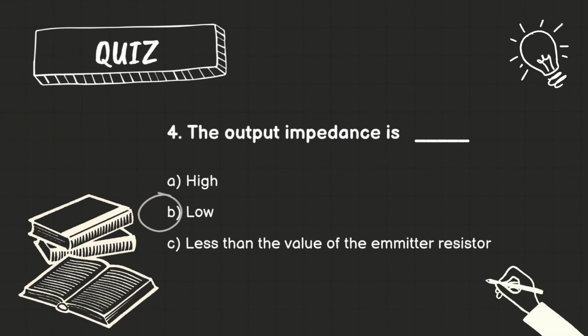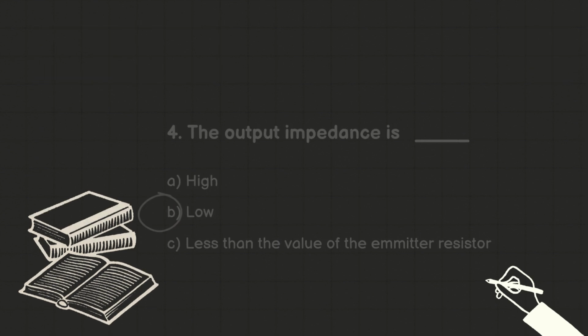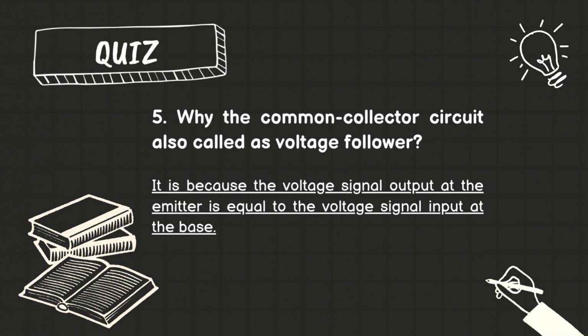Next, question 4. The output impedance is low. It's the same explanation as question 1. It's because of high input impedance but low output impedance in the circuit. For the last question, why is the common collector circuit also called a voltage follower? It is because the voltage signal output at the emitter is equal to the voltage signal input at the base.